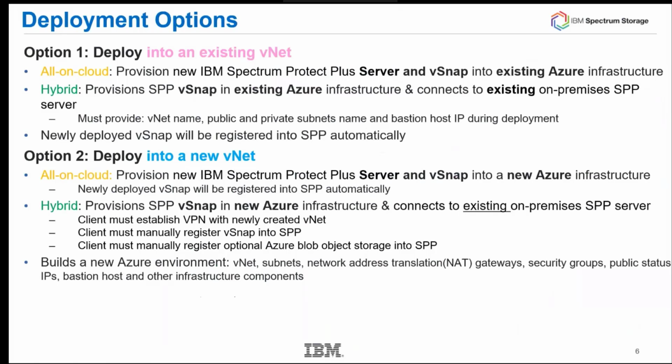If we deploy into a new vNet for all on cloud, it means that you provision your new SPP server, your vSnap server into your new Azure infrastructure. And for a hybrid deployment, it would mean that you would provision your vSnap in the new Azure infrastructure and you would connect to the existing on-prem SPP server. But please note that you will have to manually register the vSnap into SPP.